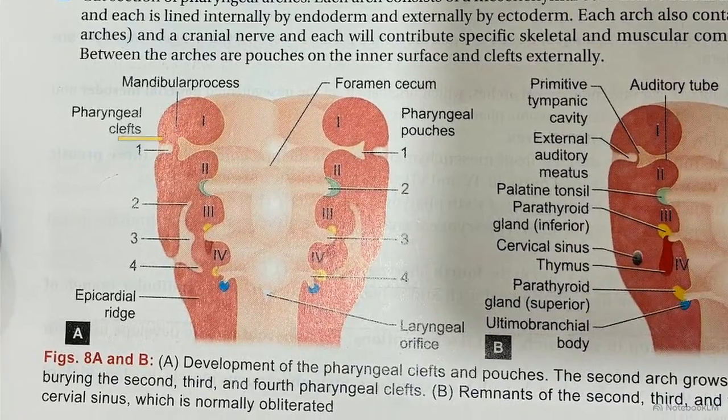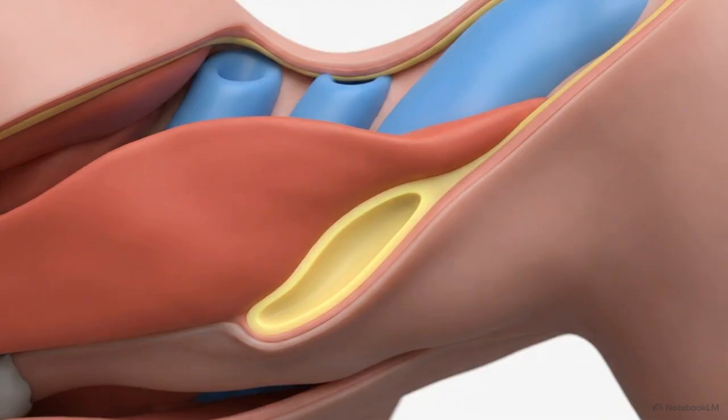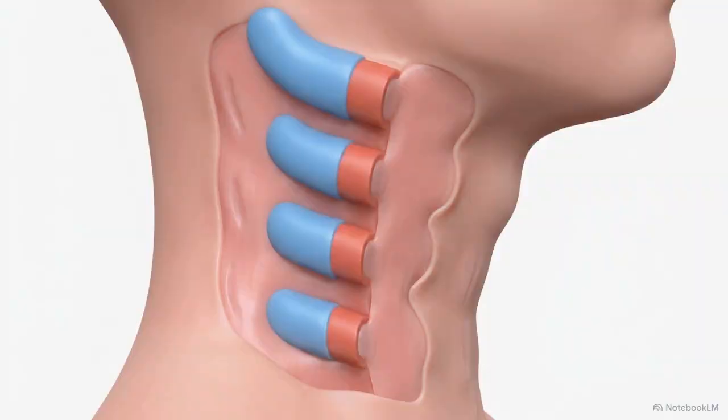The mesenchyme of the second arch experiences a massive downward growth spurt. It rapidly overlaps clefts 2, 3, and 4, eventually fusing below with the epicardial ridge. This overgrowth traps the lower clefts beneath the surface, creating a temporary slit-like cavity lined with ectoderm called the cervical sinus. Under normal developmental conditions, this sinus will completely obliterate and disappear.